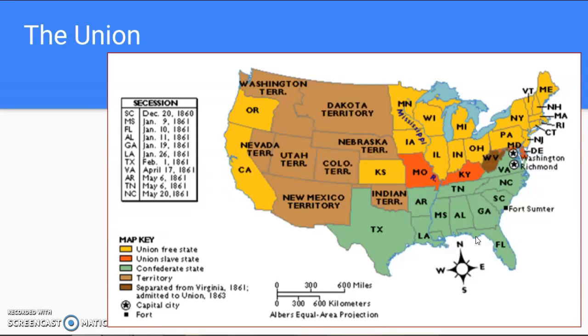That's the two sides we're talking about, the North, or the Union, and the South, the Confederacy, as they go to war in the Civil War beginning in 1861. So that's all the vocabulary terms for now.